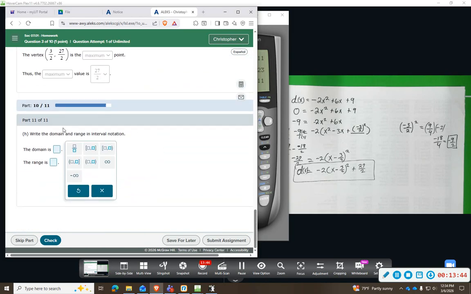And last part, domain and range. Again, your domain is all real numbers, negative infinity to positive infinity. Our range, since it opens downward, goes from negative infinity up to a height of that maximum, which was 27 divided by 2.